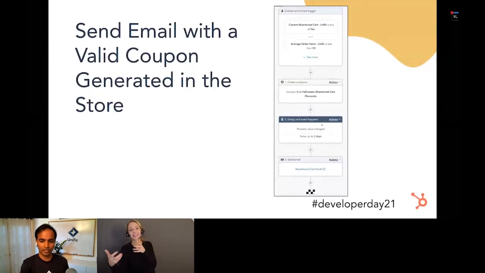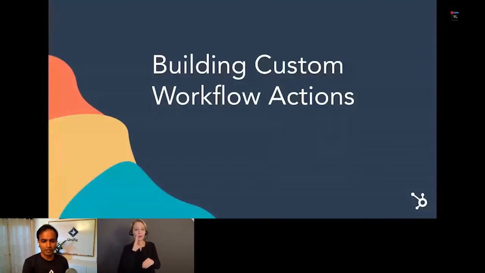We'll go into a bit more detail about blocking actions. You can also block with the API directly. Now let's get into how we build a coupon workflow action.